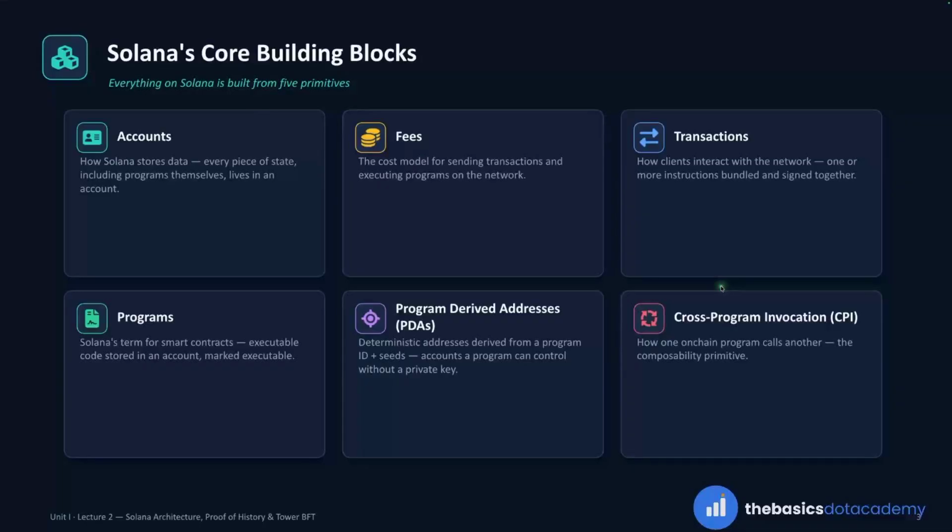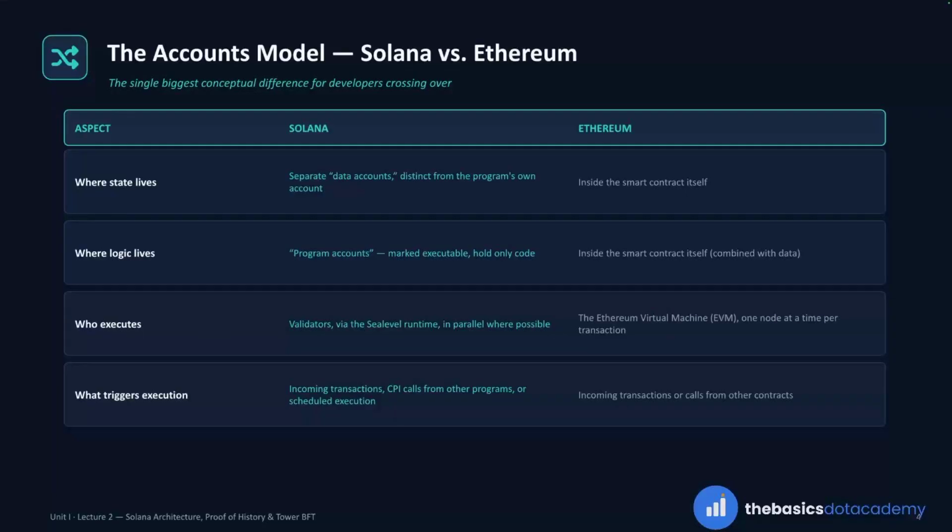And at last, we have cross-program invocation. Imagine this to be one contract or one program calling another program. So that is cross-program invocation, or in terms of Solidity, it is contract A calling contract B. So to summarize, first we have accounts, then fees, transactions, programs, which is Solana's smart contract equivalent, then PDAs. One thing to remember here is that the accounts generated by PDAs do not have a private key because they do not fall on the ED25519 curve. And at last we have cross-program invocation, or CPI.